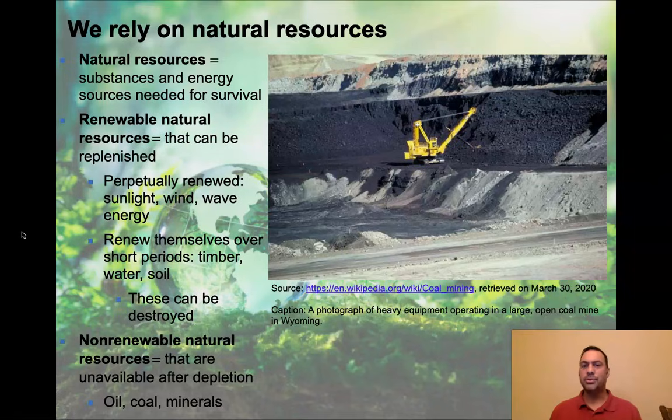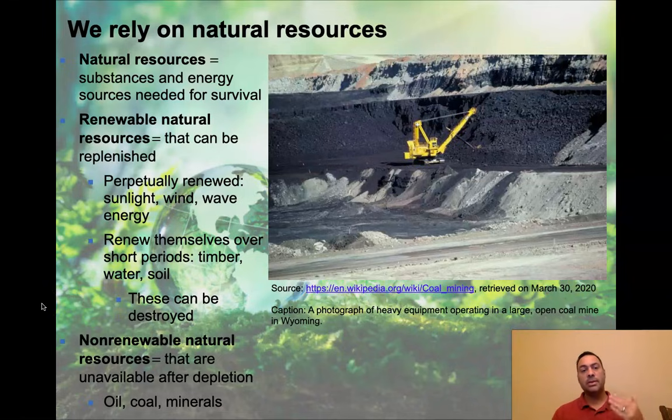And of course, that's what the tree is doing, taking sunlight, taking that energy and transferring it to the apple, which is then transferred to us. Or resources that renew themselves over short periods of time. Timber, water, and soil all can renew themselves over relatively short periods of time.